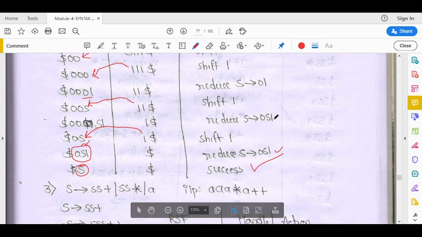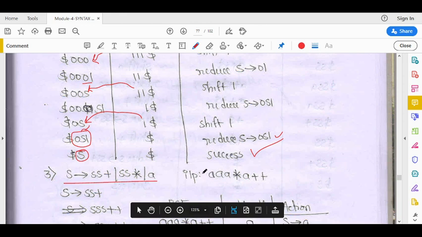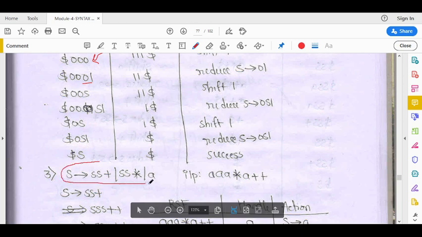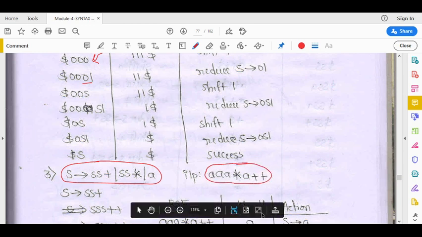So what I need you to do now is take down this example of S tending to SS plus, S tending to SS star or A. And one more thing, in shift reduce parser, no need to check whether a given grammar has left recursion or whether left factoring is required or not. So kindly consider this example here of S tending to SS plus or SS star or A with the input of AA A star A double A. Alright, you can try it out and send me the results.